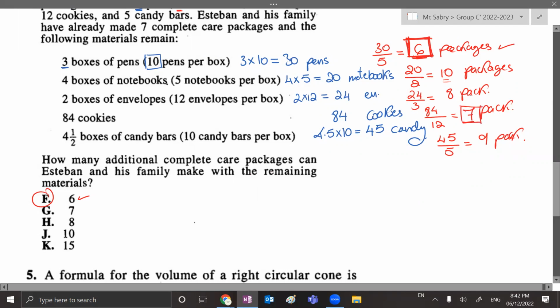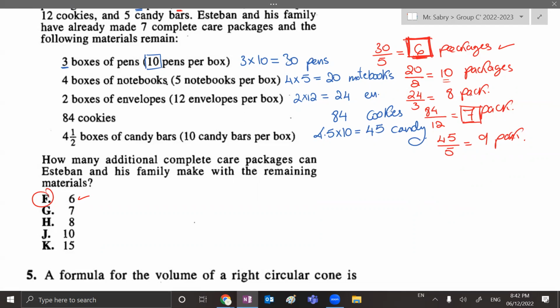So the smallest number is the one that I can create, because I need all the other supplies to be enough. I need enough notebooks, enough envelopes, enough cookies, and enough candy bars. If from the candy bars alone I can make 7, that doesn't mean the pens will be enough, so in the end I can make 6 packages total. Does that make sense or not? Mr. Edis calculated the pens because they said complete packages.